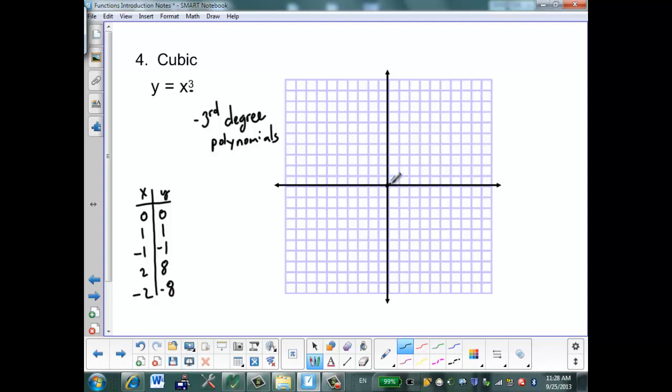I'm going to start with 0, 0. 1, 1 means I go over 1 and up 1. -1, -1 means I go in the negative direction. And then I've got +2, +8, and I've got -2, -8. So I draw my shape in here, and that's the shape of a cubic function.